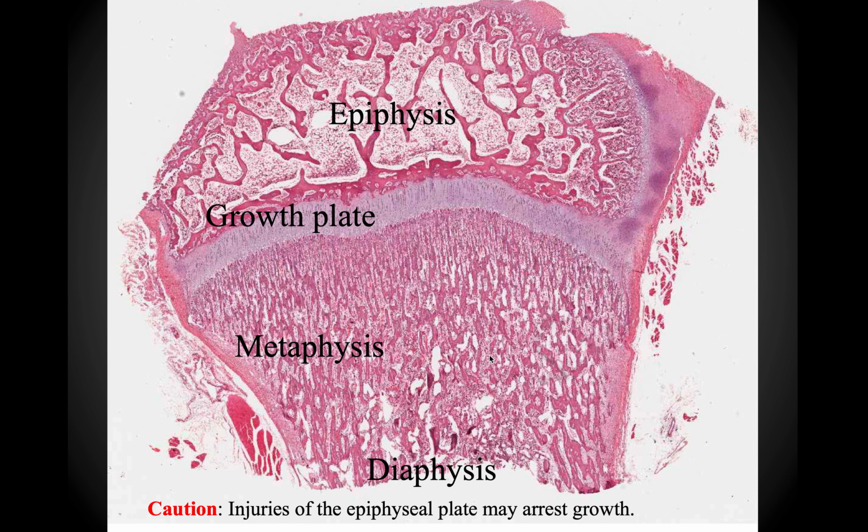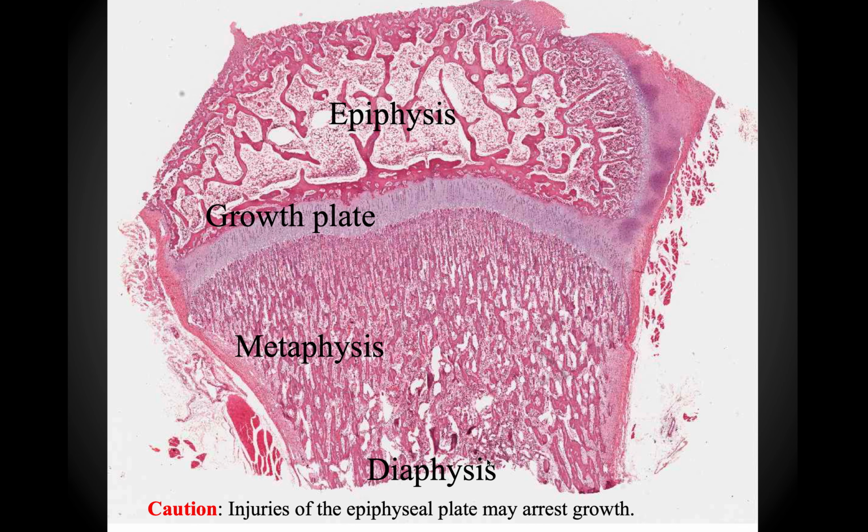Okay, so now we're going to move into the upper extremity, and so before we do that, just a quick reminder about long bones. You want to make sure that you are comfortable with the terminology of epiphysis, so that's going to be the articular end of the bone, the growth plate, also known as the epiphyseal plate, which is going to be where long bones grow from, and then we have the metaphysis as well as the diaphysis of the long bone as well.